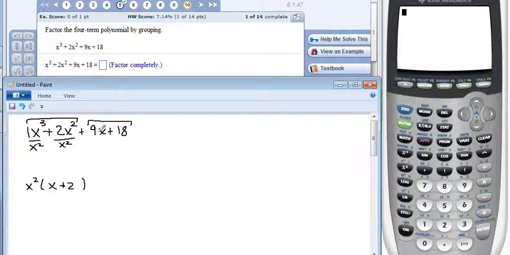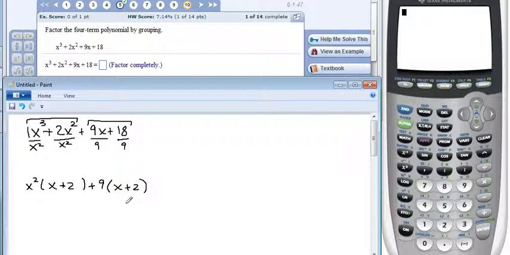Now I'm going to do the same thing on these 2. I'm going to look to see what they have in common. Well, between a 9 and an 18, they have a 9 in common. So I'm going to say it's a positive 9 in common. Between the x and the no x, I can't take an x out. The lowest powered is 0 x's. So I'm going to divide through by 9. 9 divided by 9 is x, right? Well, no, 9 divided by 9 is 1, and so there's the x left over. And 18 divided by 9 is 2.